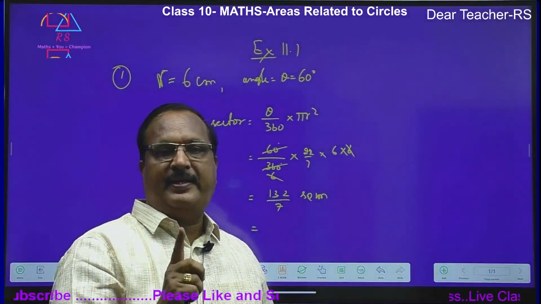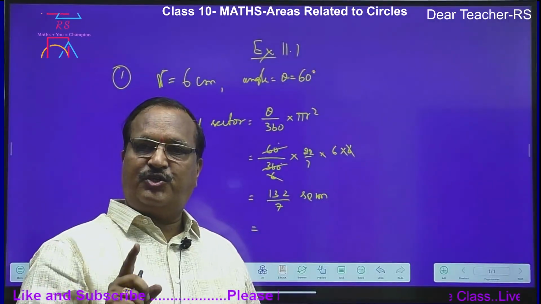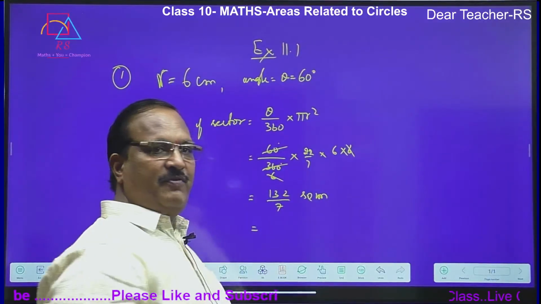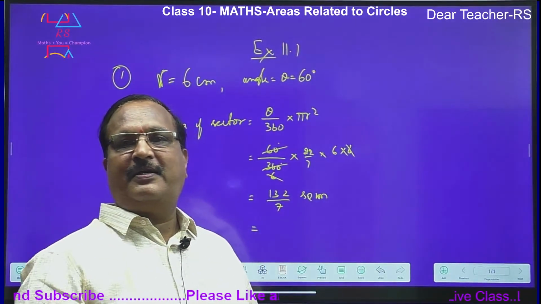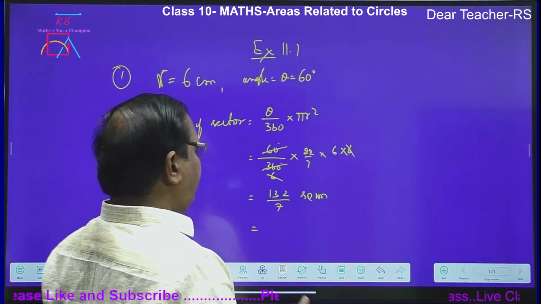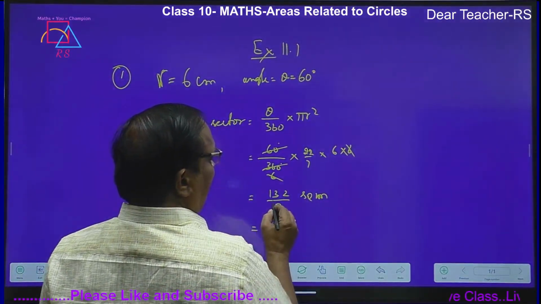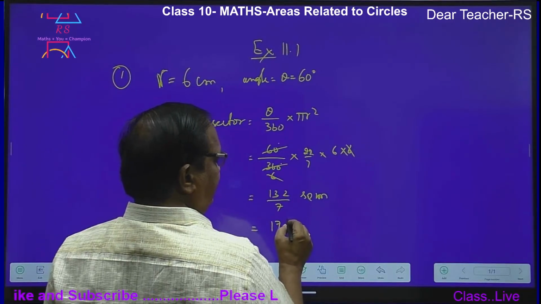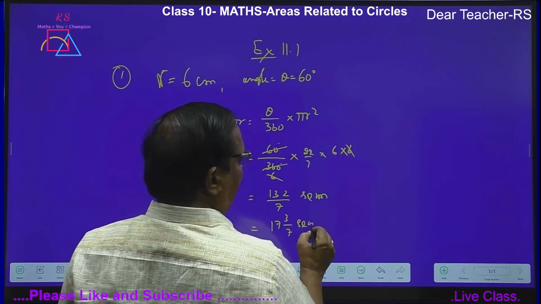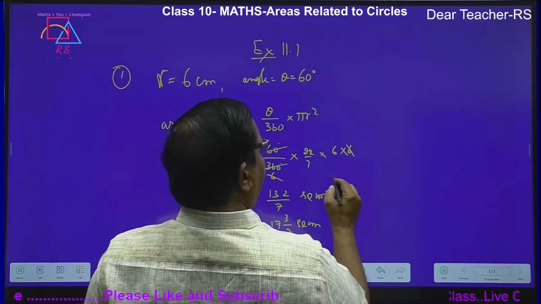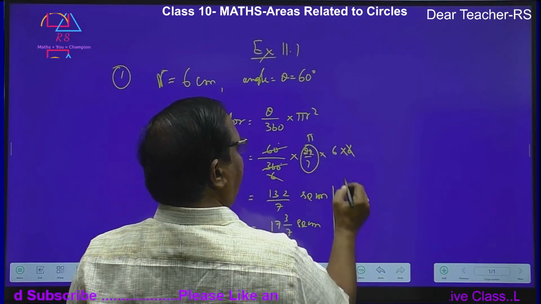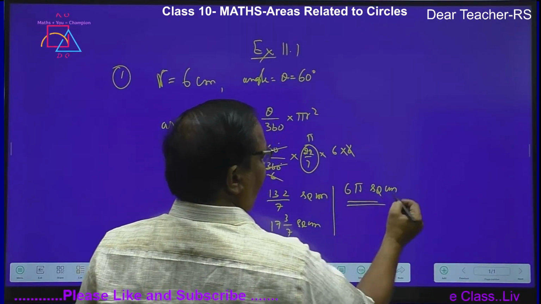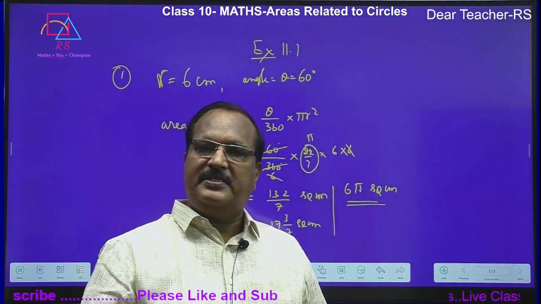The answer should not be in improper fraction. Because we have got an improper fraction, you should write it in mixed fraction. So 132 by 7: 13 minus 7, 6, 62, 7 7 is 49, 3 by 7 square centimeters. Or you can keep it like this: in the place of 22 by 7, you keep pi only. So you can write 6 pi square centimeters. You can leave it like this also. 6 pi also is acceptable.